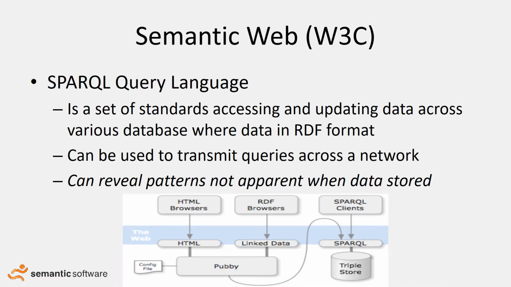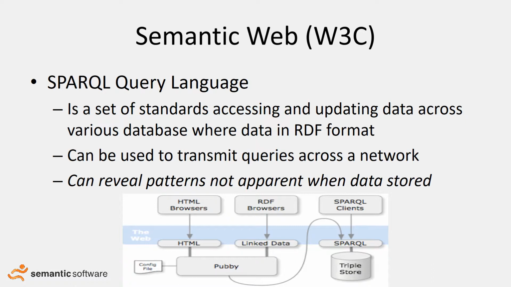SPARQL Protocol and RDF Query Language is a semantic query language for databases, able to retrieve and manipulate data stored in RDF. It is also a W3C standard and is recognized as one of the key technologies of the semantic web. SPARQL also allows a query to consist of triple patterns, conjunctions, disjunctions, and optional patterns.